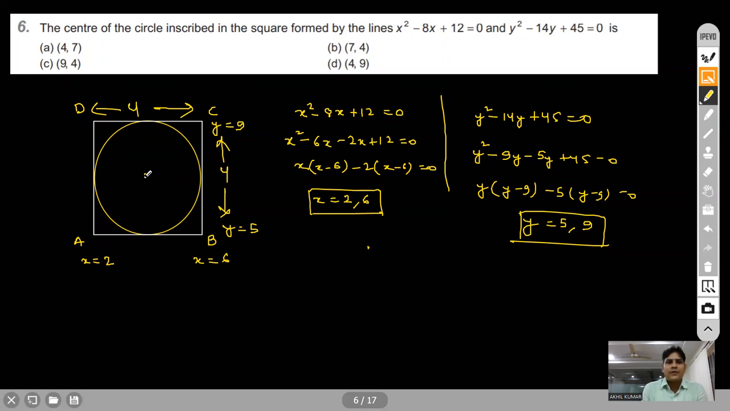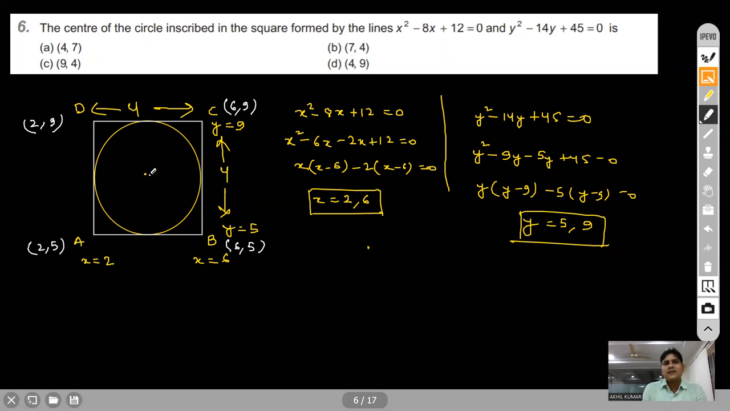Okay, so now we have to find the center of the circle. So if I tell what will be the coordinates of A, B, C, D, we can say this will be (2, 5). The coordinates of B will be (6, 5). Coordinates of C will be (6, 9). And coordinates of D will be (2, 9). Okay.